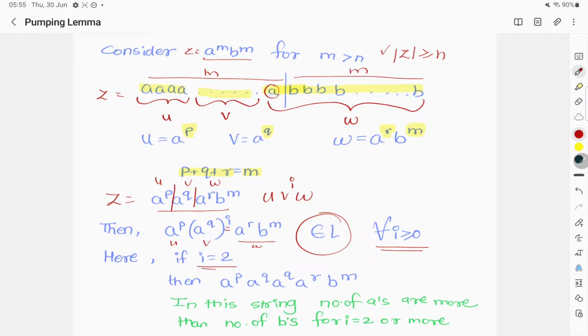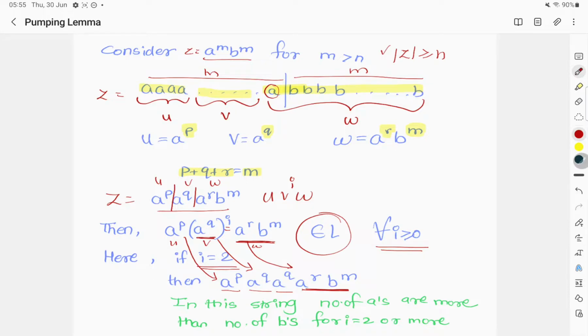Let's say I is equal to 2. That means what will happen? I will just write down U as it is, so U I have written as it is, A raised to P. Then V raised to I, and now I is 2. That means this string V should be coming twice. That means A raised to Q is coming twice here. You see? Because I is equal to 2, so it is pumping 2 times. Then A raised to R, B raised to M, I am just copying as it is. Now what is my string? The string is like this.